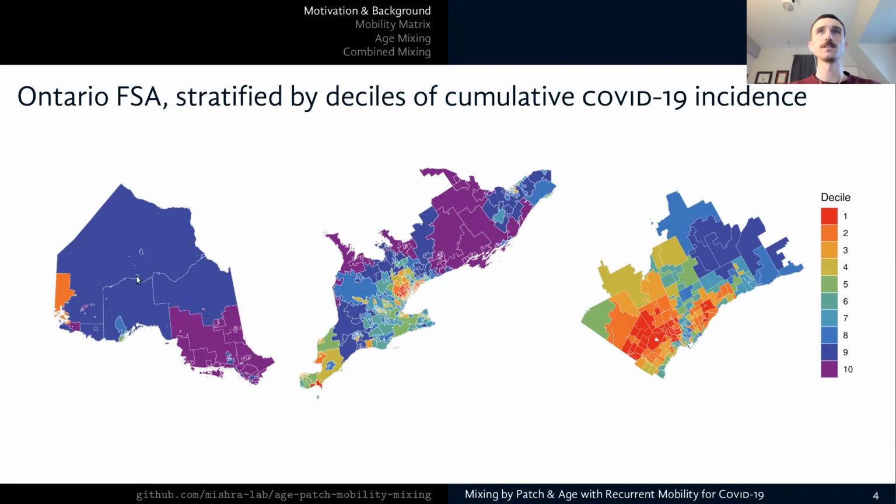As I mentioned, this is the map of the different geographic patches throughout Ontario. For example, all the blue ones would form one population or patch within the model, and they'd be substratified by age as well.